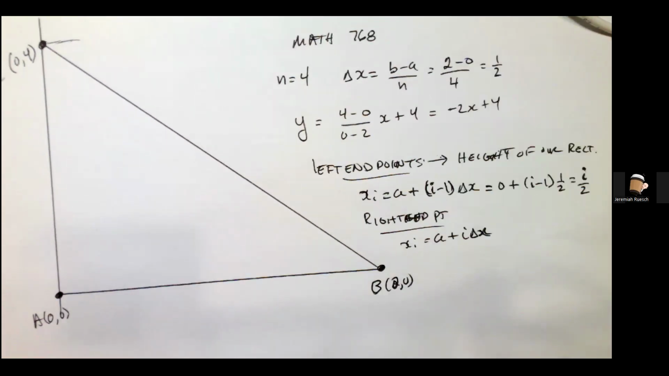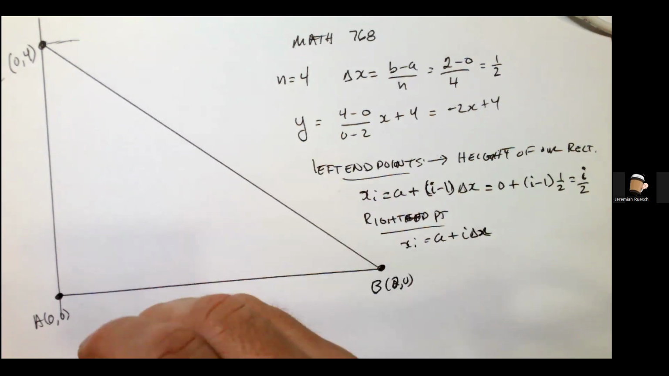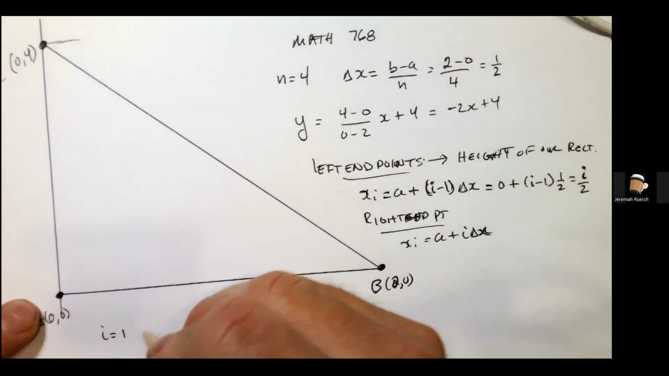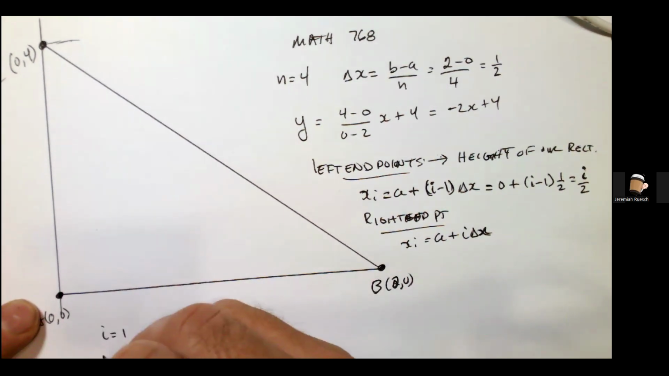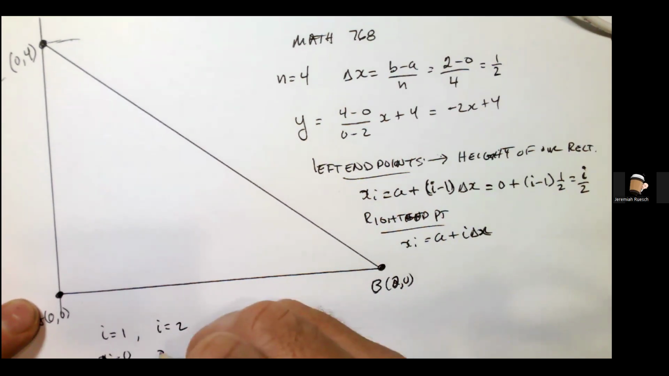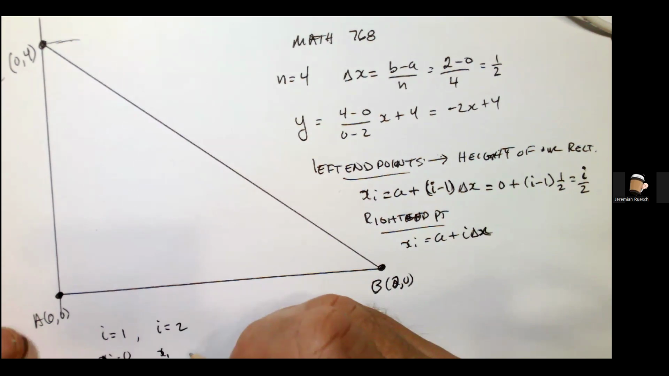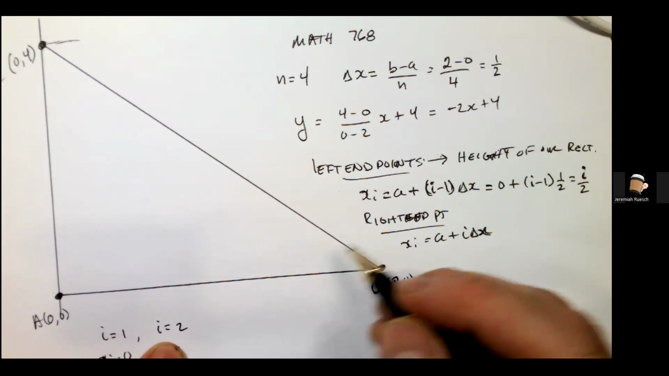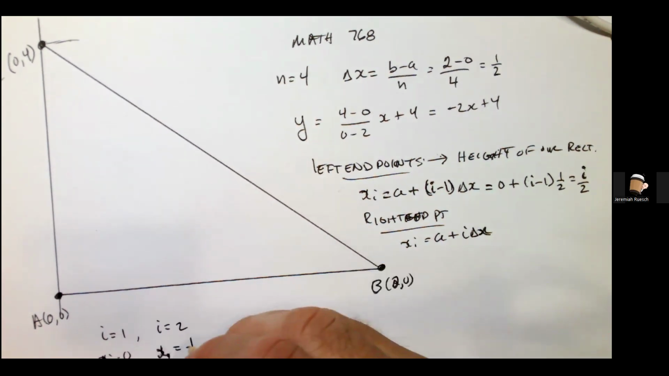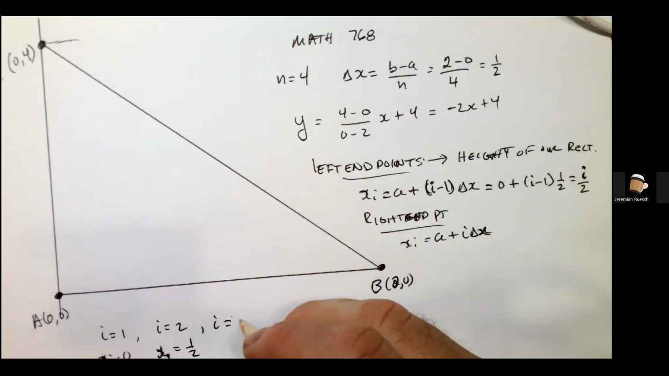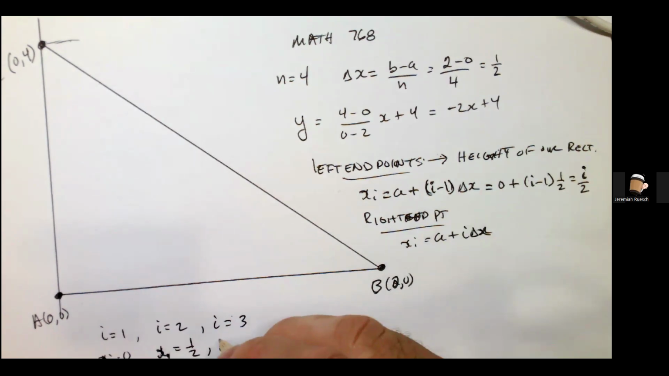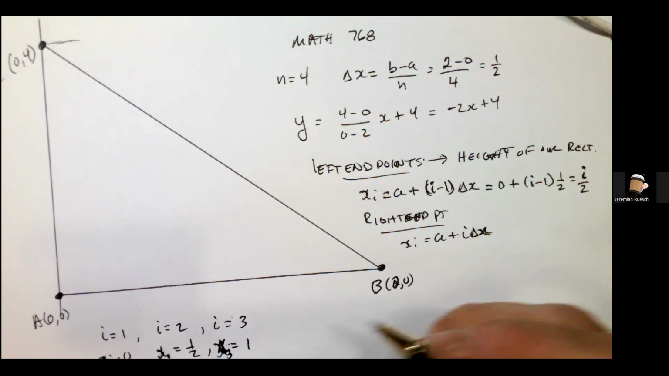Okay, and so actually we could figure those out pretty easily. When i equals 1, the left rectangle here is at 0. So x1 equals 0. x2, when i equals 2, I plug that in, 2 minus 1, so it's going to be a half. And then when i is equal to 3, if I plug that in, 3 minus 1 is 2, so x3 is going to equal 1.